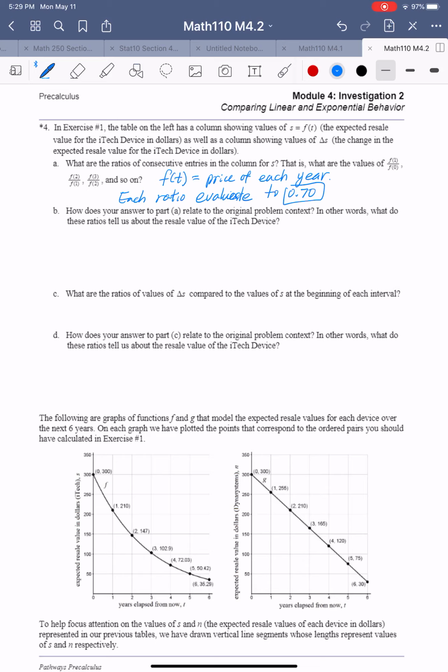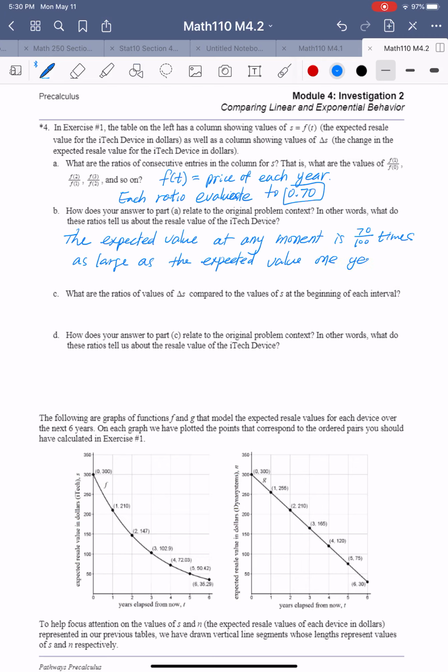So how does your answer to part A relate to the original problem context? In other words, what does this ratio tell you about the resale value for the iTech device? So which means the expected value at any moment is 70 over 100 times as large as, which is 70% of, the expected value 1 year previous.